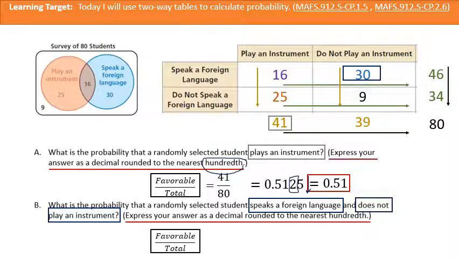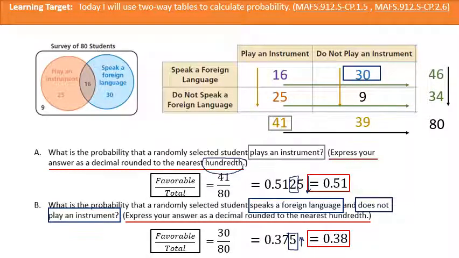So once we have that number, we're ready to rock and roll. Probability is always going to be the number of favorable over the total. So we're going to say 30 over 80. And again, they want this as a decimal rounded to the nearest hundredth. So we'll put that in our calculator. 30 divided by 80 is 0.375. We're going to round to the nearest hundredth. So we're going to look at that third decimal place and ask ourselves, should we go up or should we go down? And we should go up. So our answer here is going to be 0.38. Done and done. Does that make sense?